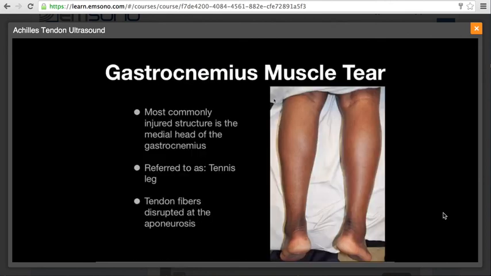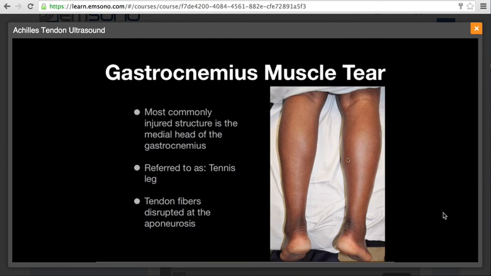What else do you have to consider when you have a patient who comes in with posterior leg pain and you think may have an Achilles tendon rupture? Well, gastrocnemius muscle tears most commonly are injured at the medial head of the gastroc. It's often referred to as tennis leg, and the tendon fibers are disrupted at the aponeurosis, and this could mimic an Achilles tendon rupture, but the treatment is going to be different.